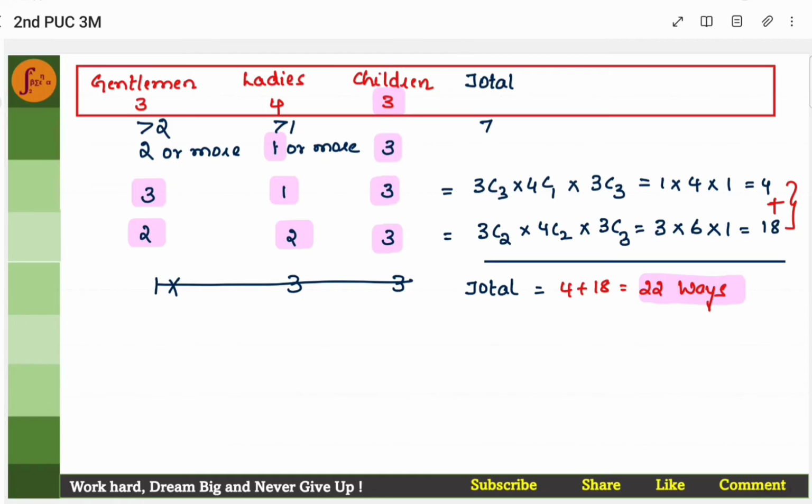So now I find the combinations. 3 gentlemen, 3 to be chosen, 3C3. 4 ladies, 1 to be chosen, 4C1. 3 children, 3 to be chosen, 3C3. Similarly, the second combination. Add up both the values, you'll get 22 ways.